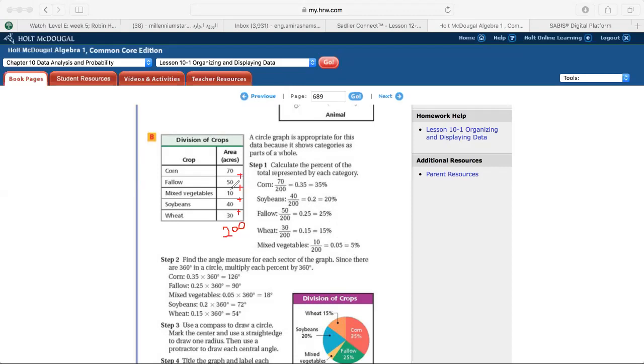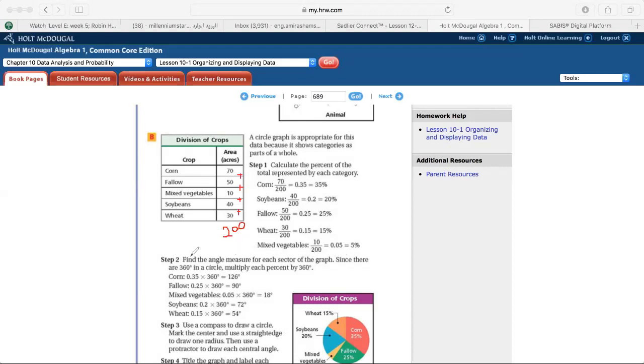Step 2, find the angle measure of each sector. Because I got everything, how will I draw this part is greater than this part, which one is the greatest? Yes, I know which one is the greatest and which one is the least, but how will I distribute it in the circle? Step 2 is the most important step because you will learn how to distribute each sector. Step 2, find the angle measure for each sector of the graph. How will I find it?